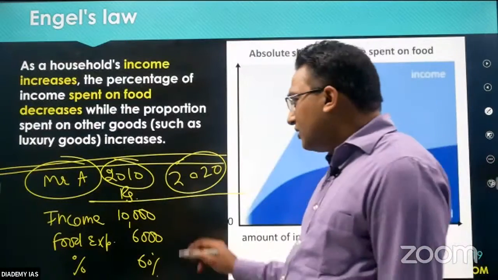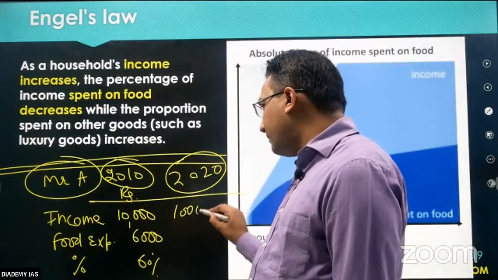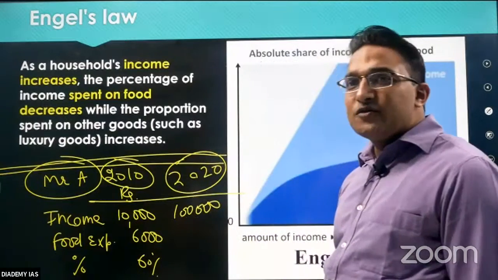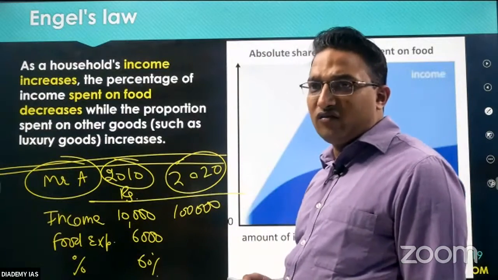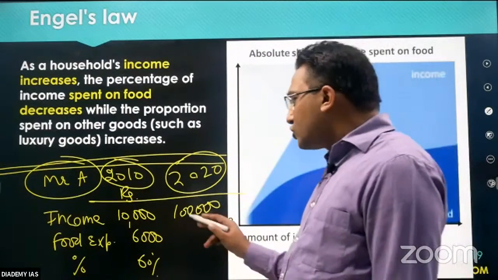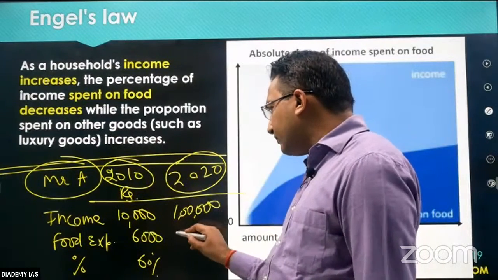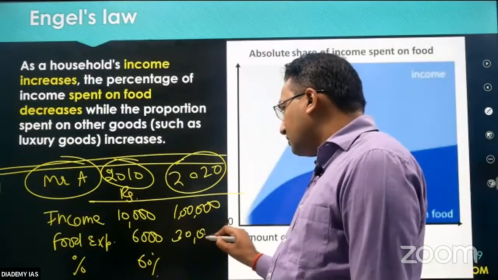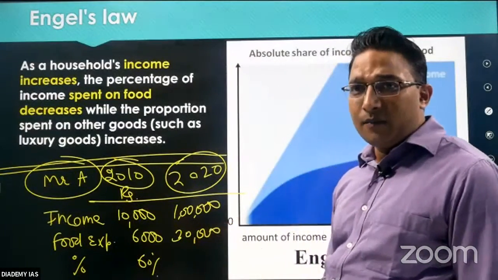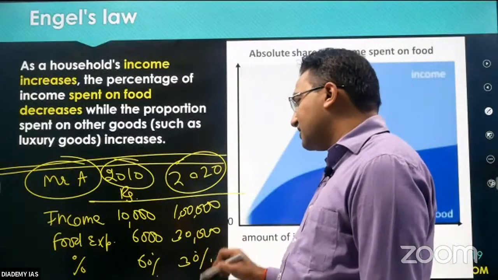Now suppose in 2020, his income increases because he is doing very good in his life, very good in career. Suppose his income comes to 1 lakh rupees per month. Now food expenditure will not increase so much because there is a limit to which food expenditure can increase. So food expenditure, suppose it increases to 30,000, because food तो एक लिमिट से ज्यादा नहीं खा सकते ना आप लोग, है ना? So how much will be the total share? 30%.